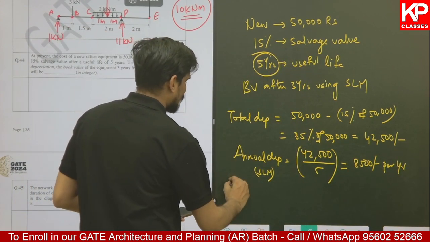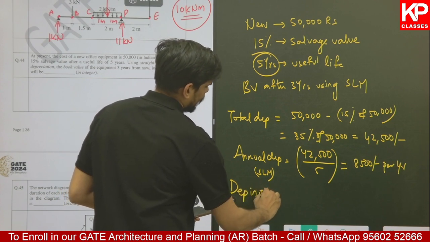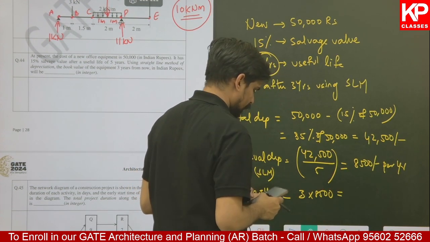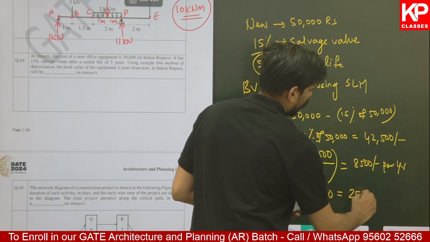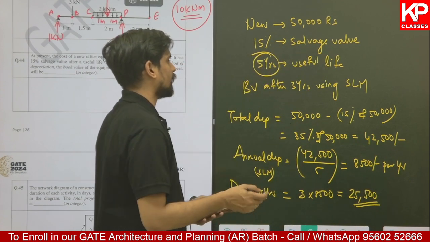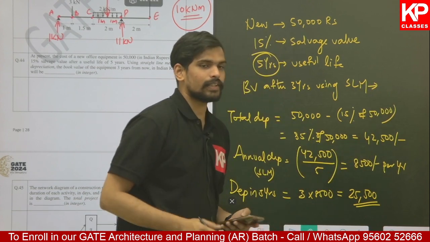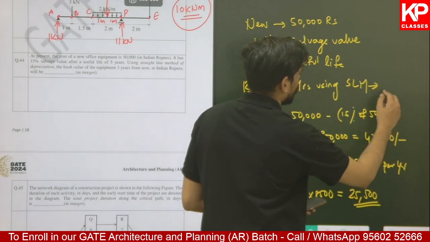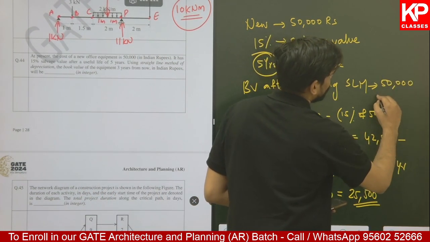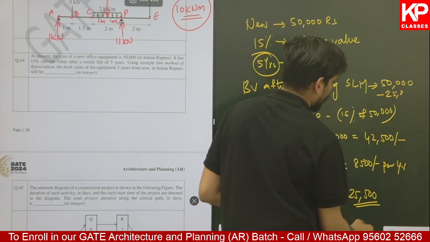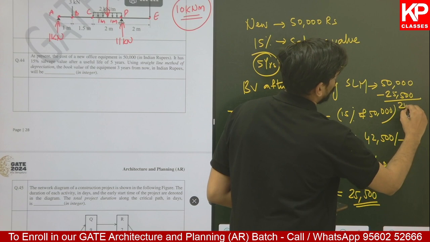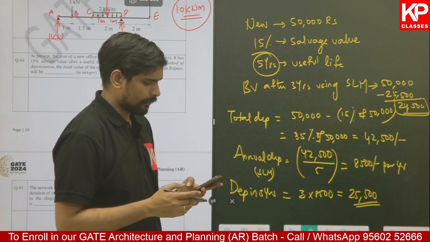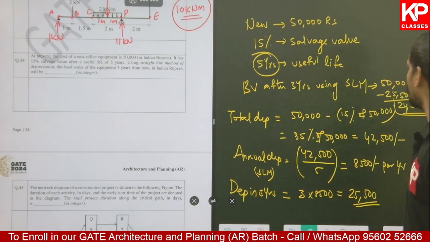What will be the depreciation in 3 years now? Depreciation in 3 years will be 3 into 8,500. So depreciation in 3 years is coming out to be 25,500. That's not the final answer. They're asking us book value after 3 years. Book value after 3 years will be initial value minus the accumulated depreciation over 3 years. So, initial value is 50,000 minus the accumulated depreciation, 25,500. If you subtract that, you'll get your answer as 24,500.